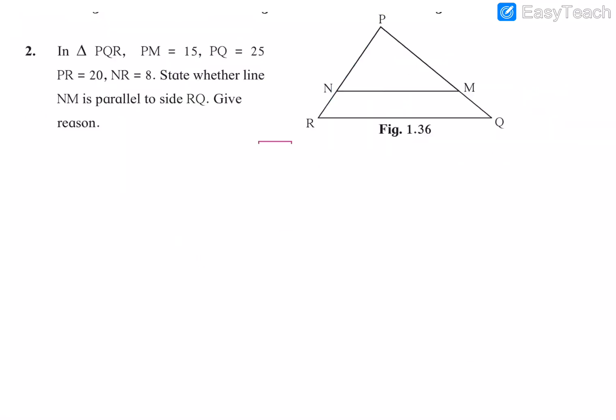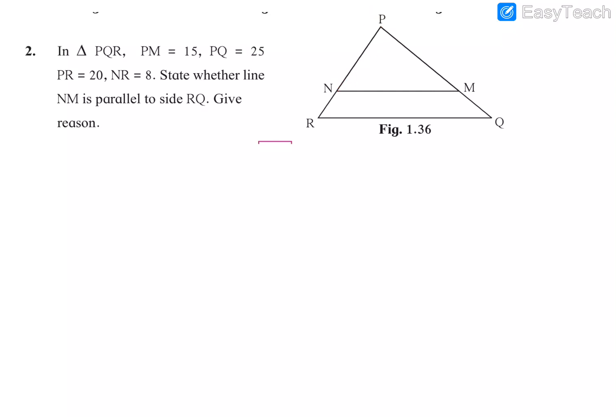Now we are going with the second question in practice set 1.2, problem 2, and all the other problems in between have been reduced. So the question is, in triangle PQR, PM is 15, PQ is 25 and PR is 20, NR is 8. State whether the line NM is parallel to RQ. So we have to check, prove that NM is parallel to RQ. If it is parallel, we have to mention why it is parallel. That is, we have to give the reason.